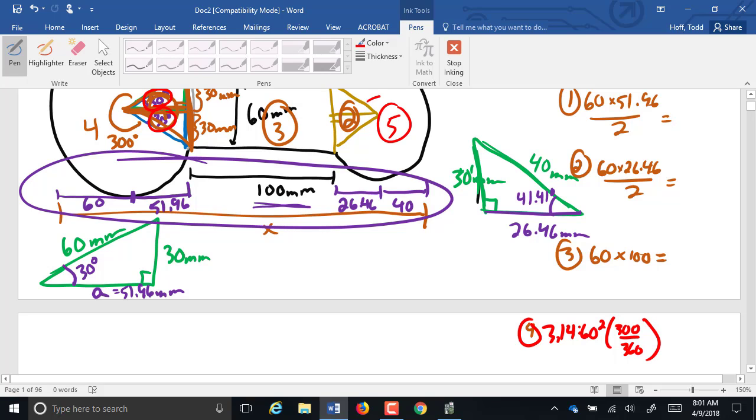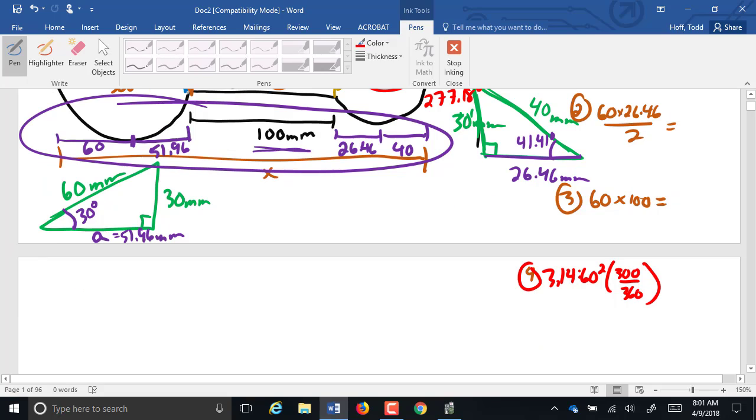Then region 5 there, this is going to be 360 minus 82.82, which is 277.18 degrees. So 3.14 times 40 squared times 277.18 over 360. Get those 5 regions and add them up and you will have an area. What do you guys think? All very doable now? Good.